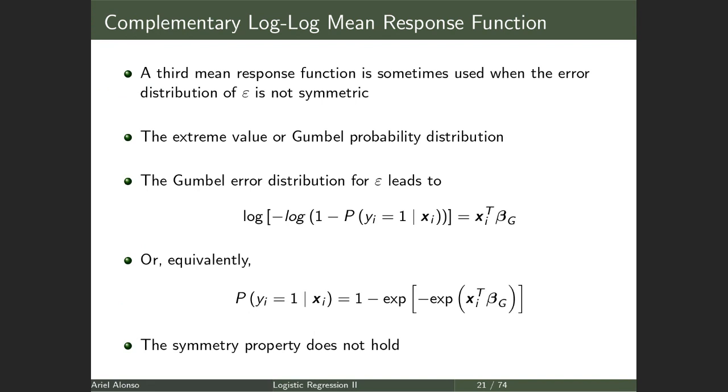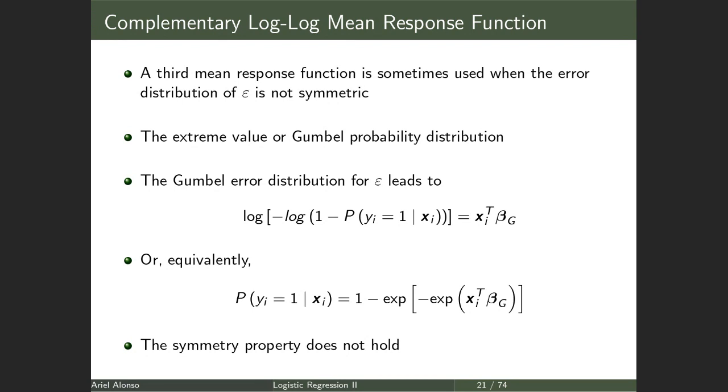Now, there are other choices as well. For instance, you can use in R something called the complementary log-log mean response function. I'm not going to go again through all the details. The distribution you're using in this case is called the Gumbel probability distribution. And it's a distribution that you use to model extreme values in nature. So a third mean response that you can use is sometimes called the complementary log-log function, when the error in your latent model follows the Gumbel probability distribution.